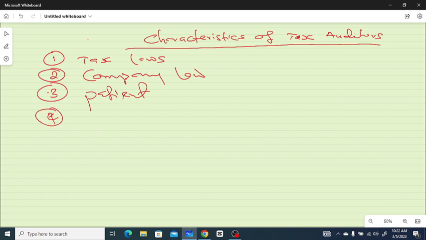Number four, must be honest. Five, tax auditors must not be biased. Then tax auditors must be analytical.